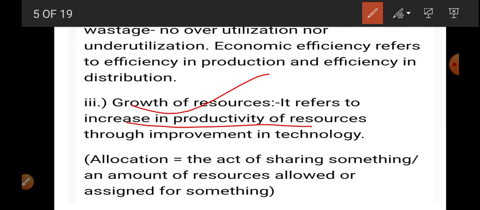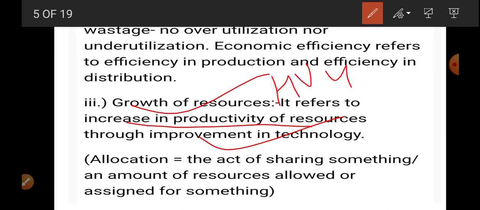That is, resource growth is only possible with technology, because we can't make a change in the land area, we can't make a change in the air, we can't make a change in the natural resources. But no doubt, with the help of new technology, we are able to increase productivity. Like for example, HYV technology.